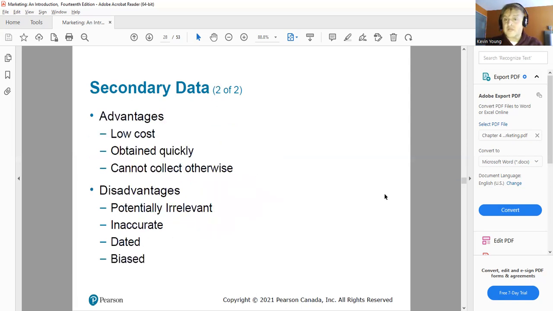What are the advantages of secondary data? Well, low cost. You can get it quickly because it already exists, and you cannot collect it otherwise. In other words, you have nothing else, so you go for the secondary data. But the disadvantages could be irrelevant, could be inaccurate, it could be dated, like it's old, 20 years old, could be biased.